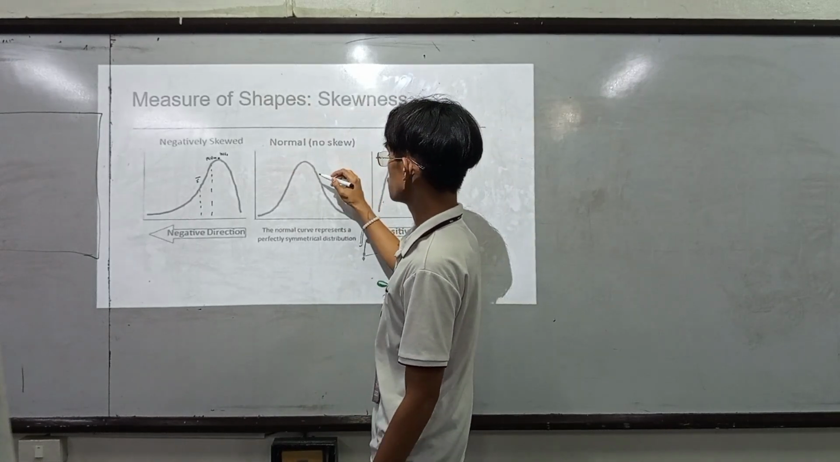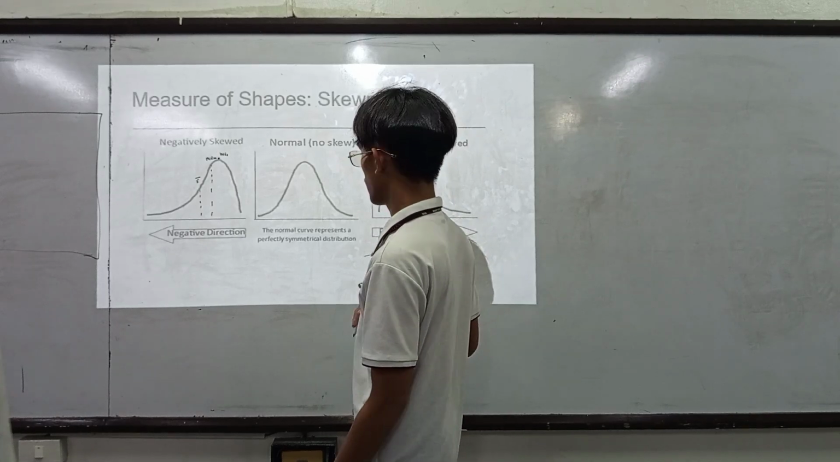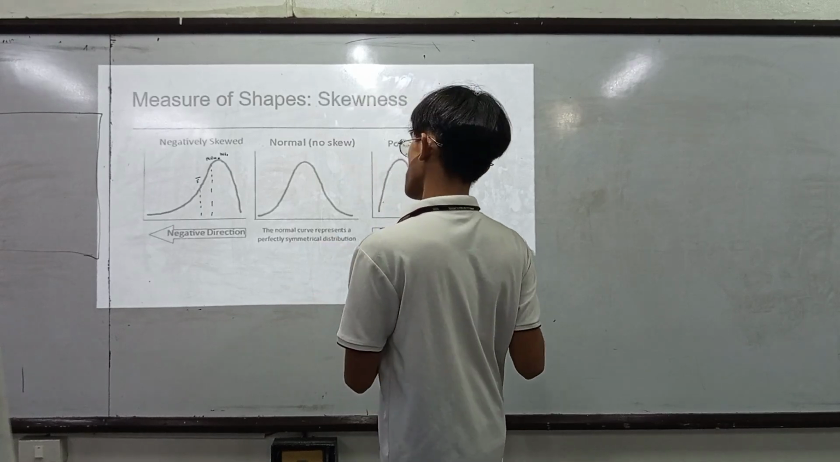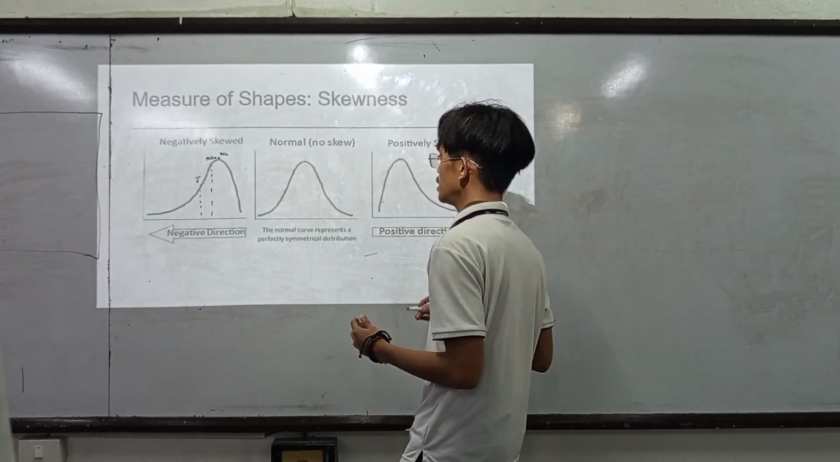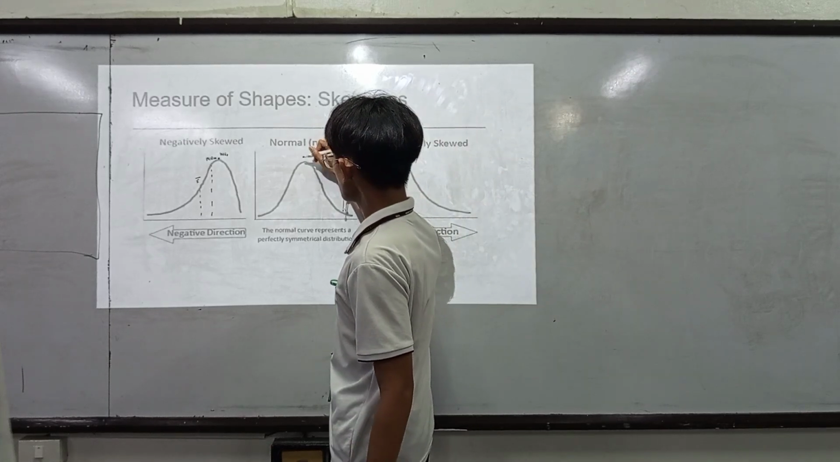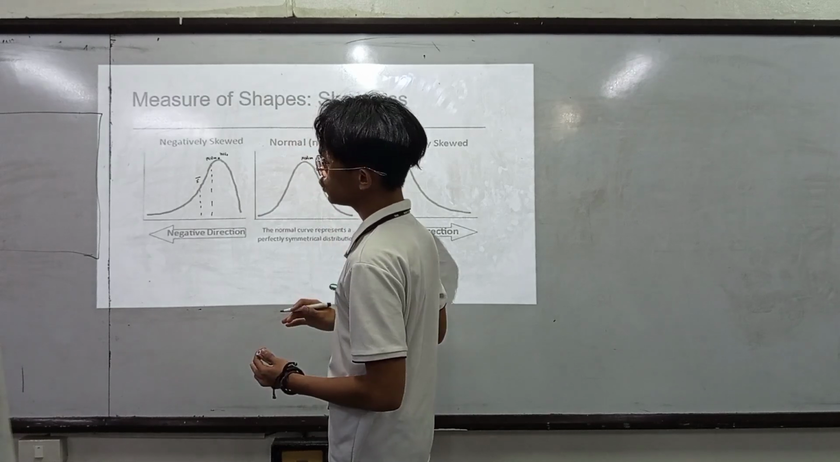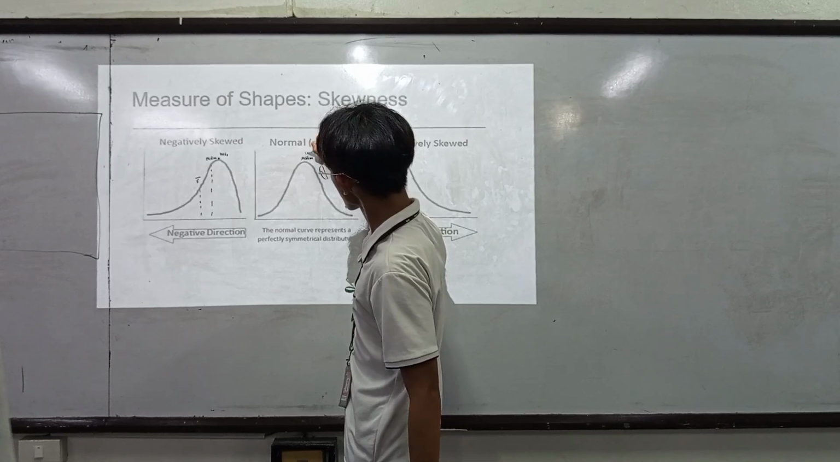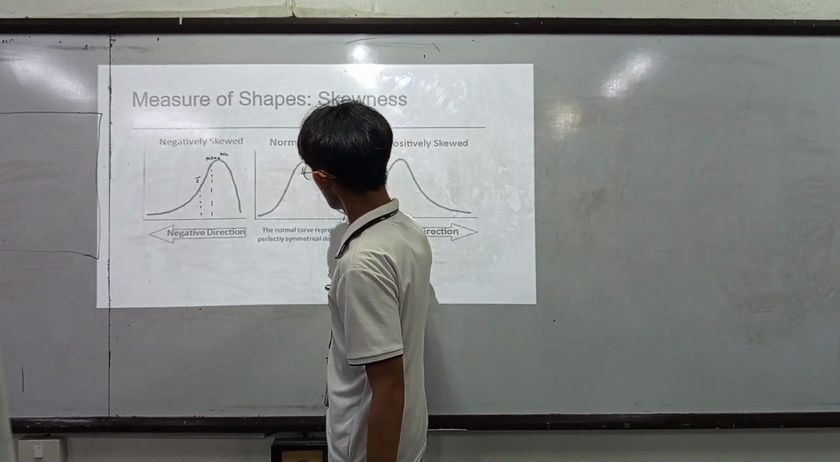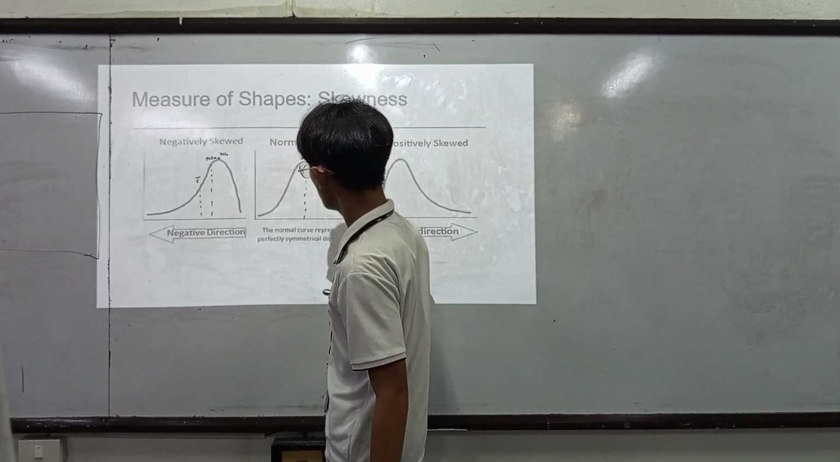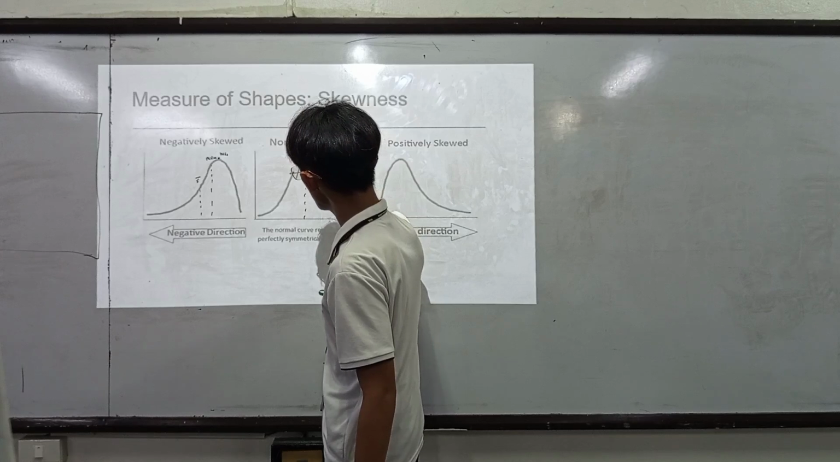Now, in the normal skew or no skew, it is said that the normal curve represents a perfectly symmetrical distribution. It means that the value of your median will be the value of your mean. Let's just say that it is located here, and your mode will be somewhere here.